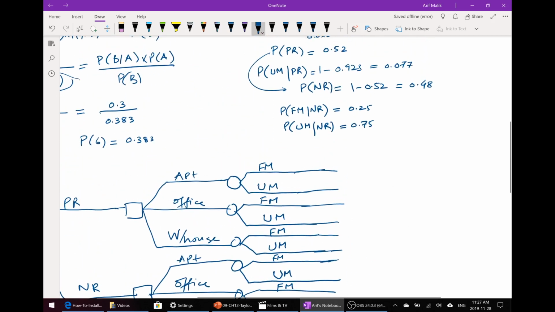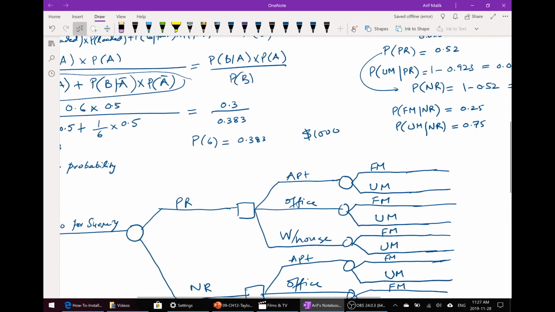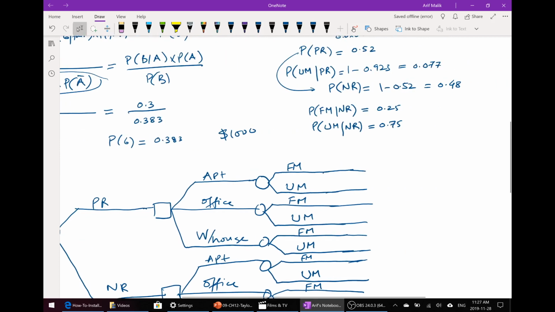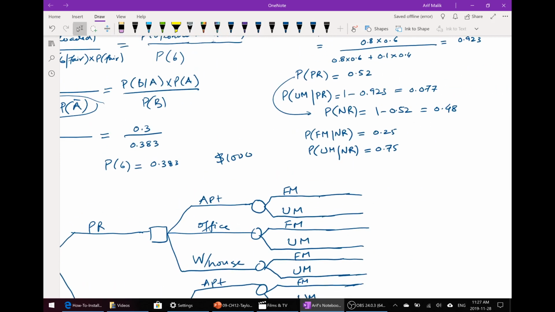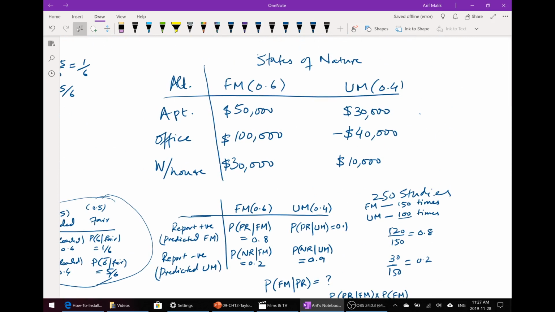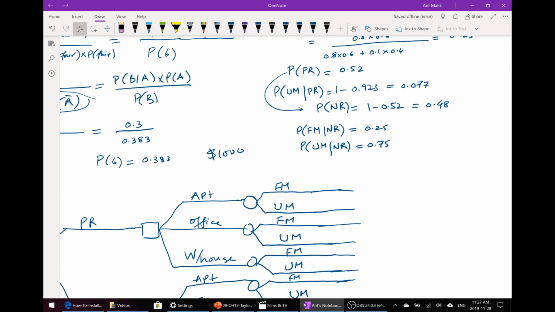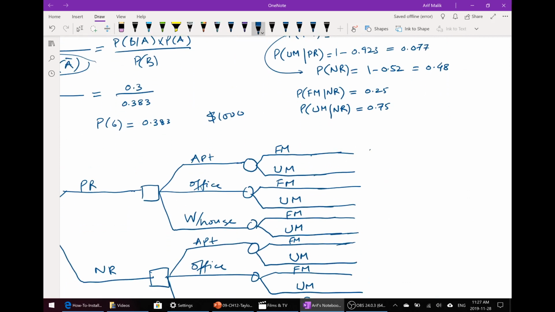We said that the consultants are charging $1,000 for doing the survey. So here we have the report. Go for survey, then it means they are paying $1,000, and when we invest in an apartment building and the market is favorable, our payoff is $50,000. So instead of putting 50,000, we can put $49,000, because 1,000 is paid there.